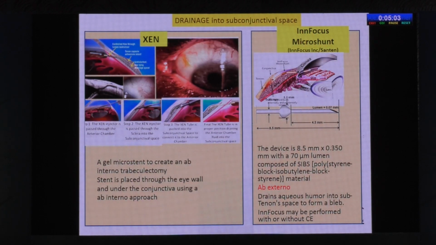The third category is the drainage which happens into the subconjunctival space. It is a little different from routine trabeculectomy. The blebs are a little low lying and it's an ab interno approach. So you can have what you call a Xen implant, which is implanted during cataract surgery, or it can be done without cataract surgery also, using an ab interno approach, and the implant is placed from the angle into the subconjunctival space like this. The InnFocus MicroShunt is placed ab externo, so you create a conjunctival flap and then you implant it into the anterior chamber.